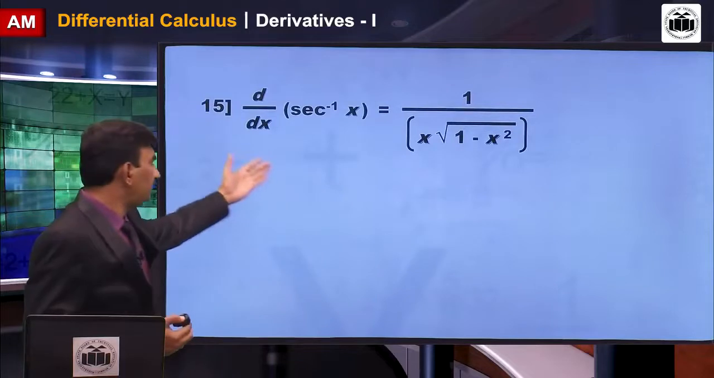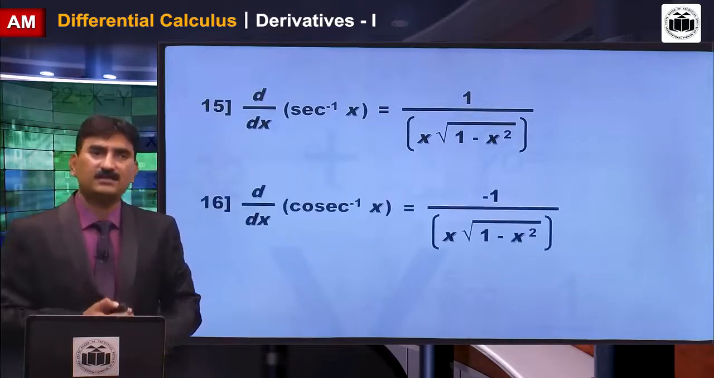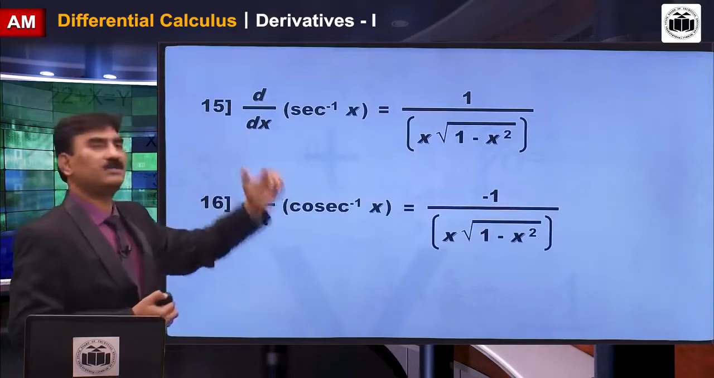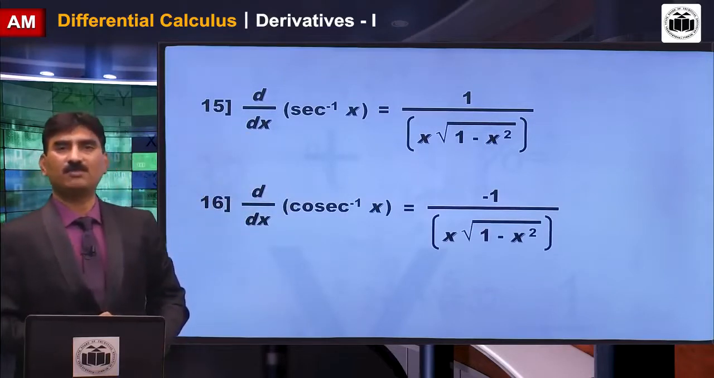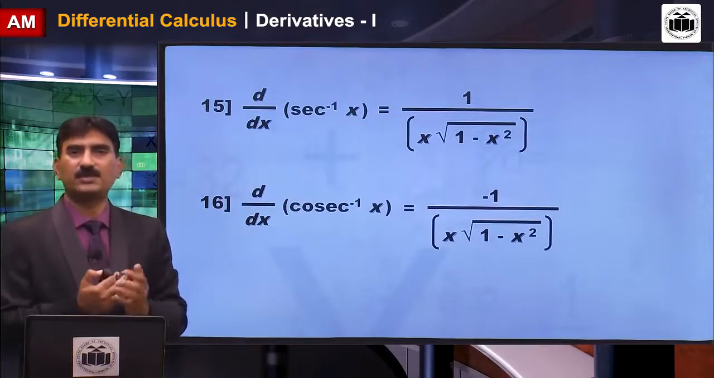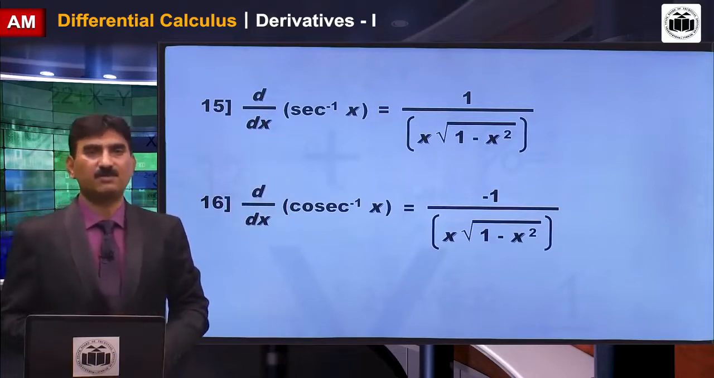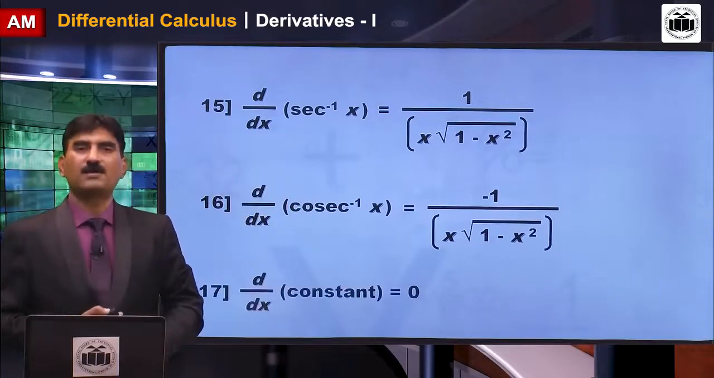Similarly, derivative of sec inverse x is 1 upon x into root of 1 minus x square. And the derivative of cosec inverse x is minus 1 upon x into root of 1 minus x square. So see this small change of negative sign, and you have to remember the derivative of all these inverse trigonometric functions.